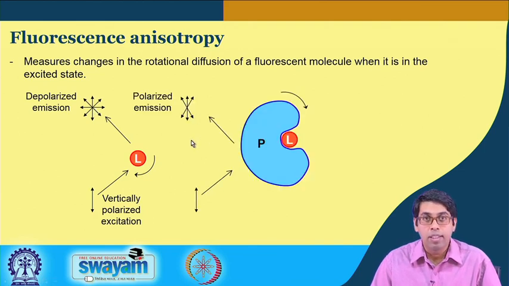Now, if you titrate in a protein, you will get a protein ligand complex. For the complex, this is the ligand and the protein is, let us say, much bigger than the ligand. So, the overall size of the complex is much bigger compared to the size of your free ligand. In this case, the rotational diffusion becomes much slower, because bigger molecules diffuse slowly.